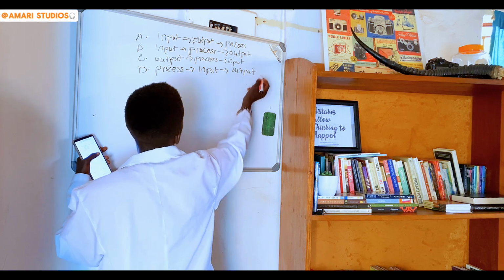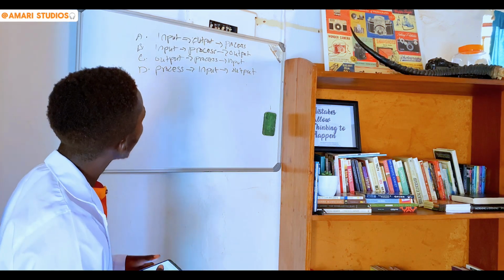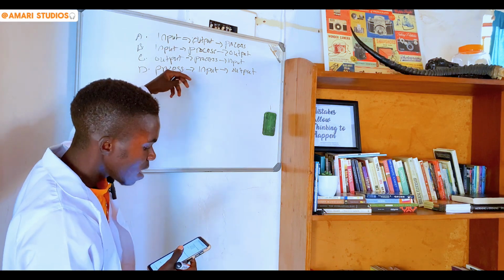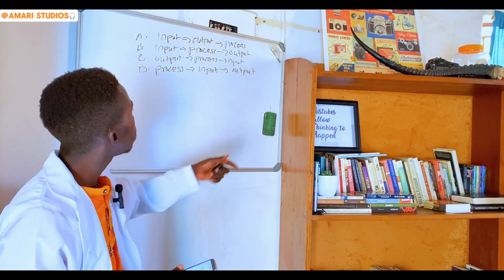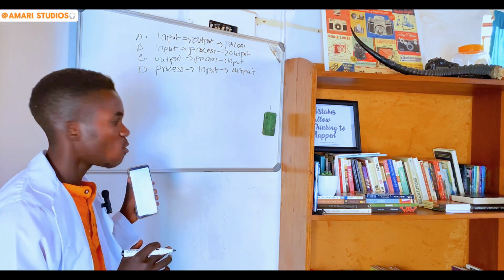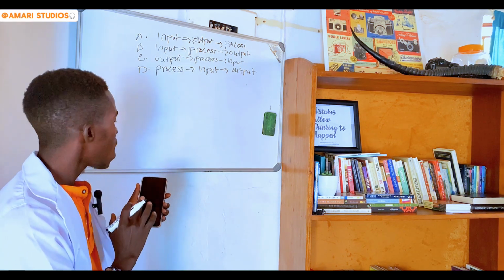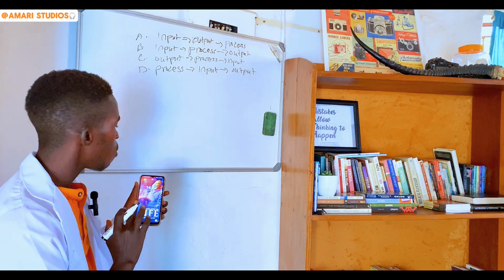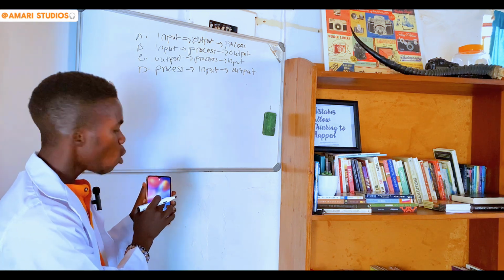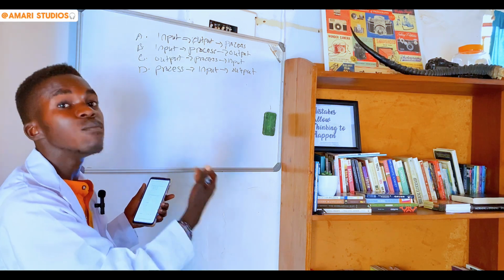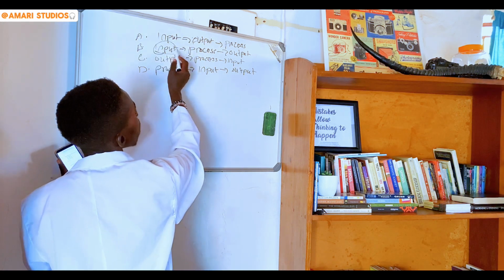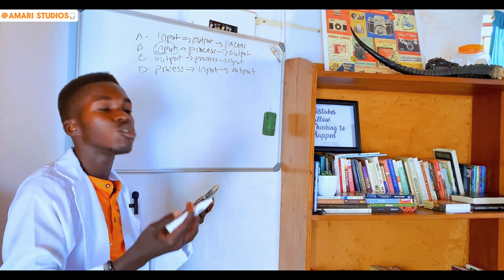So I'll read the question again: which of the following information that has been given is the correct order of a computer operation? When you are operating a computer, for example this phone of mine, for me to operate it, the first thing I do is turn it on, and then I enter my pattern. So what I am doing right now is inputting. The first step in computer operation is to input, whereby you enter the things that you want your computer to do.